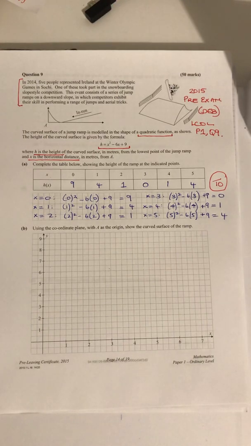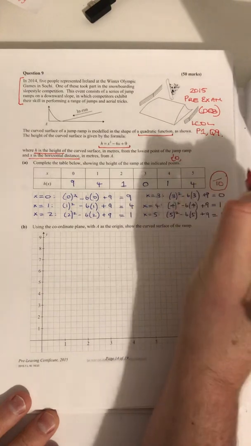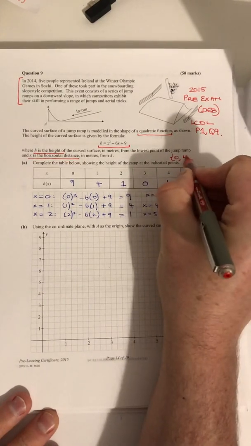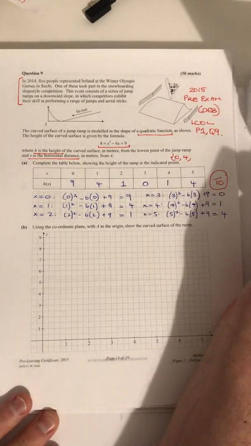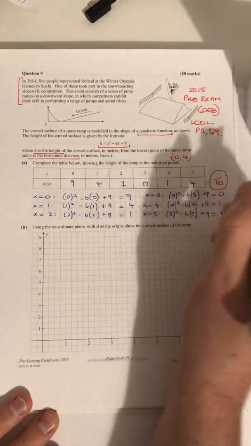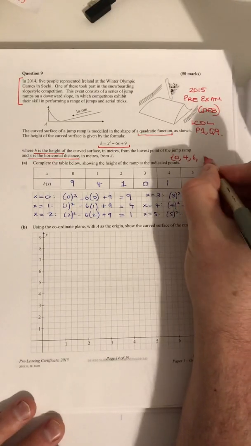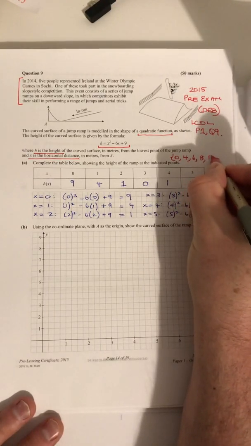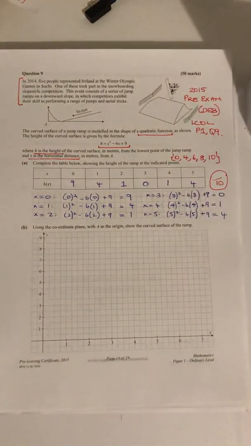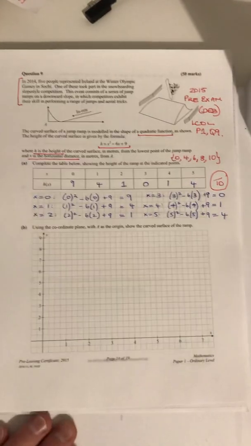Alright, so you're looking for, say, if you get nothing correct, it'll be 0. If you get 1 correct, it'll be just 4 marks. If you got 2 or 3 of these values here, you get 6. 4 or 5 of them, you get 8, and you get all 10 out of 10 if it's correct.